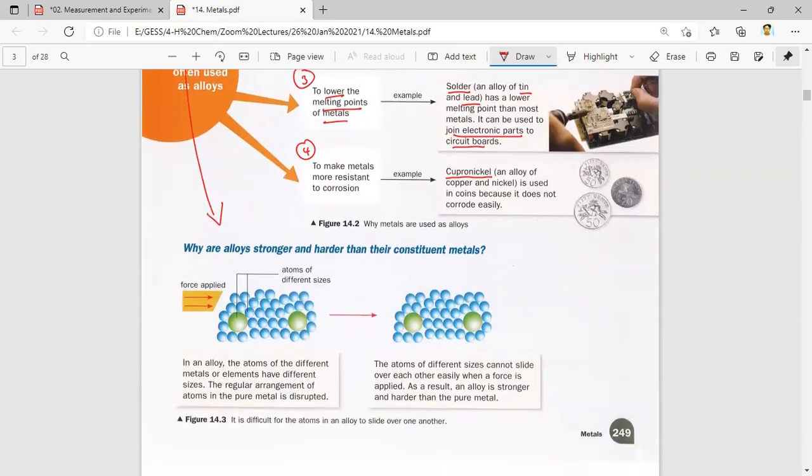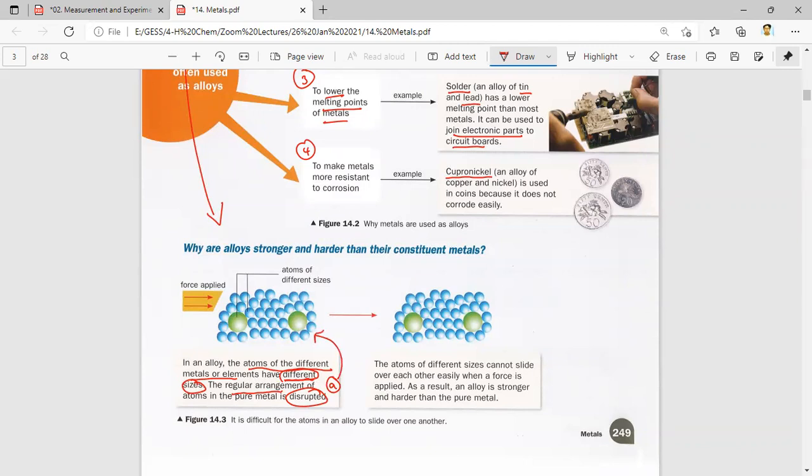We just went through how pure metals have a regular arrangement, but in alloys, what happened? In alloys, the atoms are of different sizes, because different metals have different sizes. So the keyword here is different sizes. And because they have different sizes, the regular arrangement is disrupted. Look at the diagram here. This part shows you that the atoms are no longer arranged regularly.